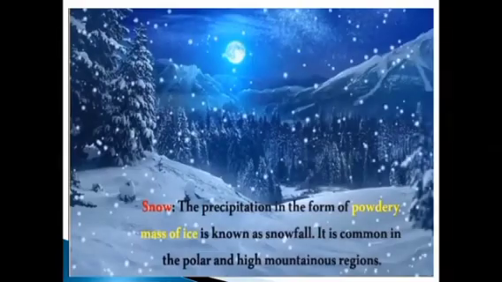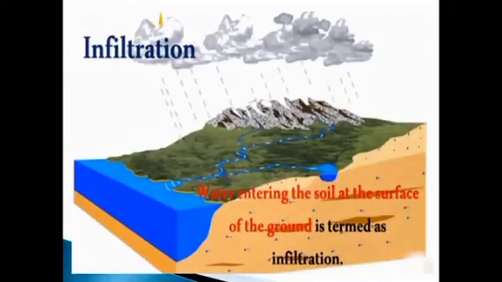Next, let's see about snow. The precipitation in the form of powdery mass of ice is known as snowfall. Snowfall is common in the polar and high mountainous regions. Next, let's move on to the other component of the water cycle, that is infiltration.